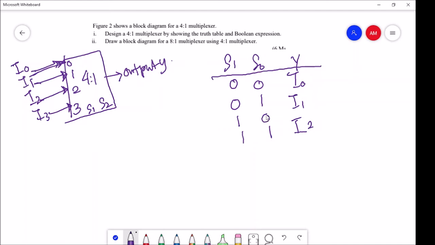Okay, since this is a multiplexer, we need to AND the value of both of the sums, sum 1 and sum 0, with the input values I0, I1, I2 and I3 to get output Y after all the AND circuits are combined with an OR logic. So we get the Boolean expression written like this.